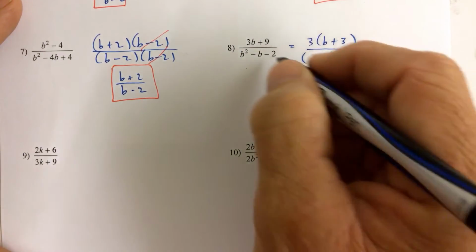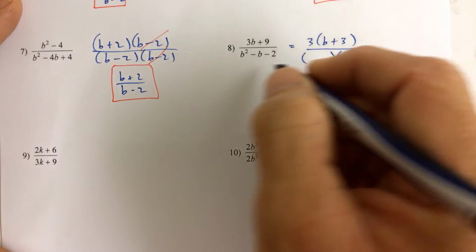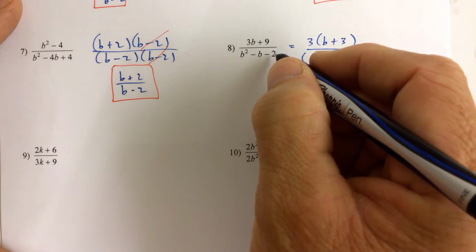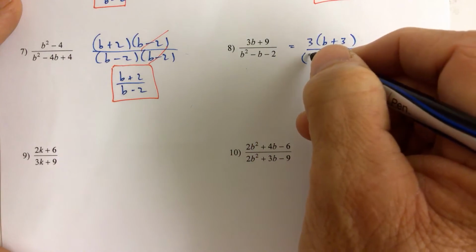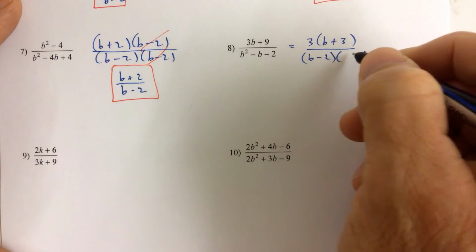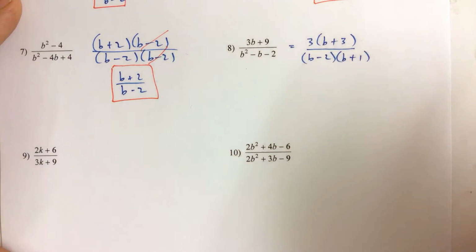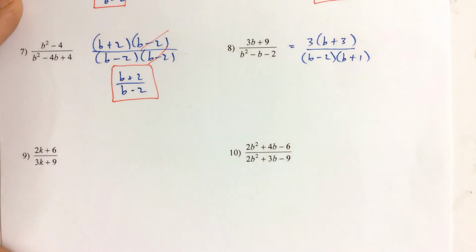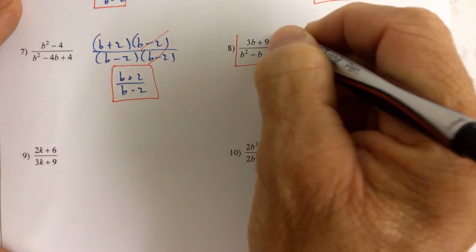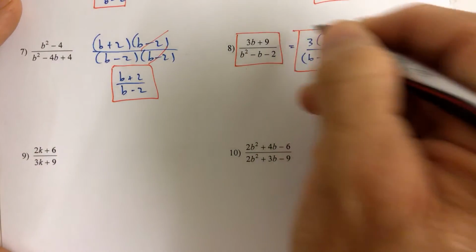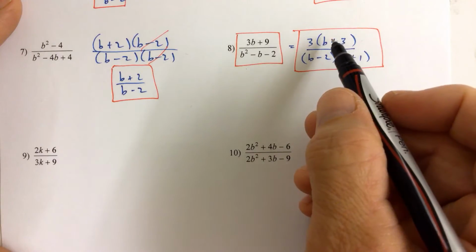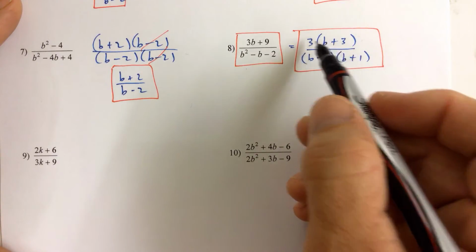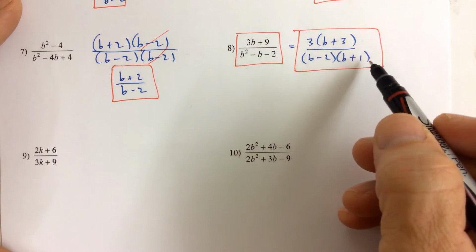And then we have this trinomial, which doesn't have a GCF other than 1, so we have to factor it using the FOIL method. We have b minus 2 times b plus 1. And guess what? We don't have any common factors that we can cancel. So what we do is we either just leave it alone like that, or we leave it factored. The only real need to factor is if you can cancel a factor.